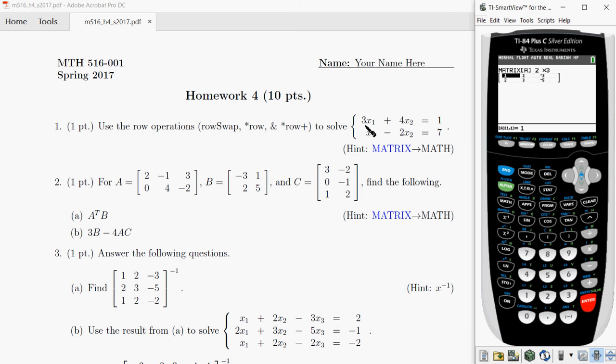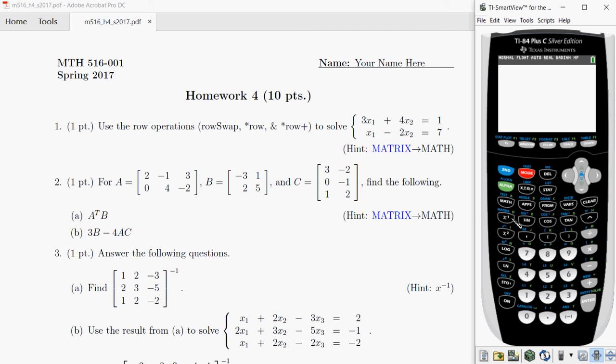Now we just need to enter row by row. So we enter 3, enter, 4, enter, and 1, enter. The second row is 1, enter, negative 2, enter, and 7, enter. Then we go back to the regular screen by quitting.